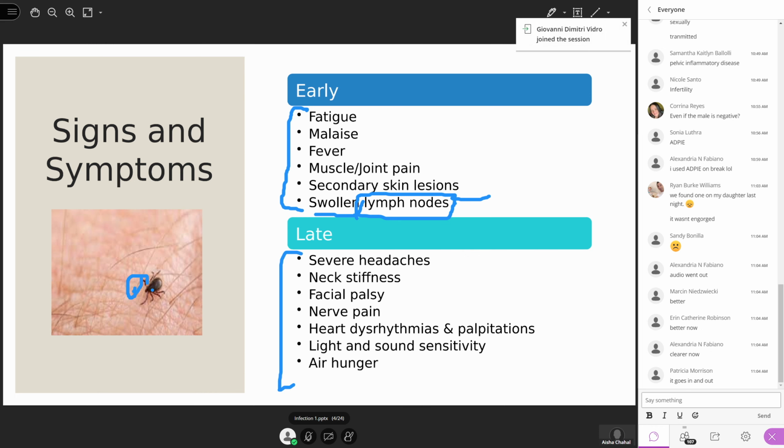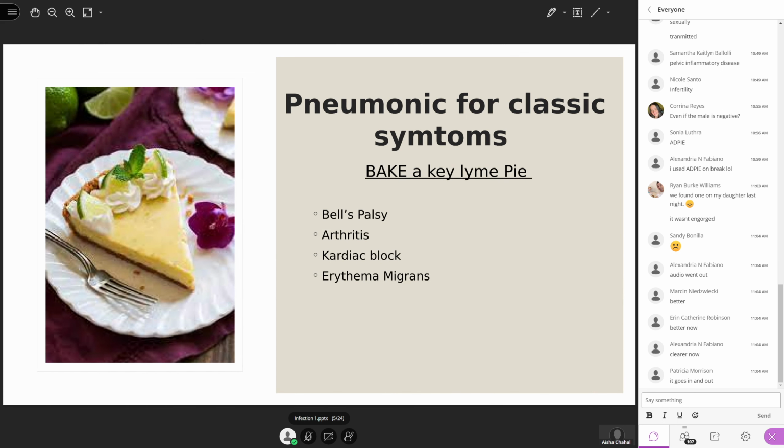In the later stages, it's a pretty serious infection, and serious symptoms can start to happen. On the next slide, I have a little mnemonic that you can remember. These are the 4 major late-stage symptoms that we know. Bake a key lime pie. So lime pie, I'm sure you have maybe tasted it or baked it. So you can remember: bake a key lime pie, and it is BAKE.